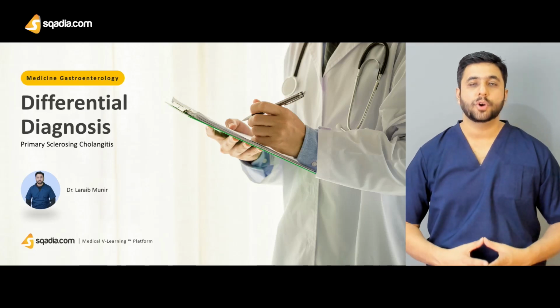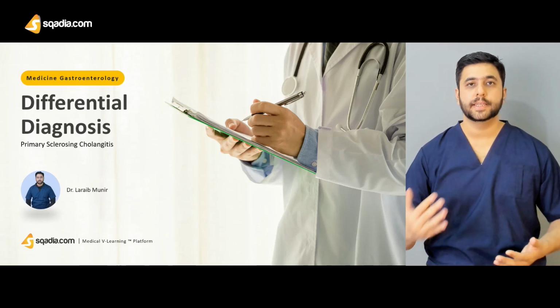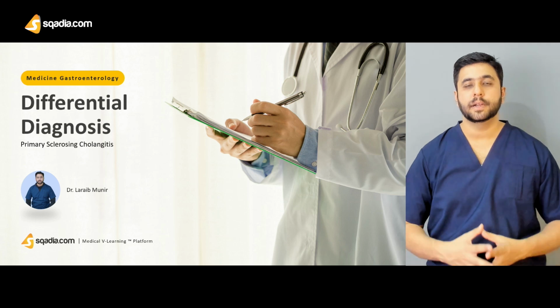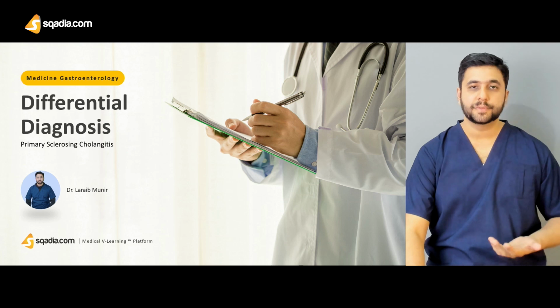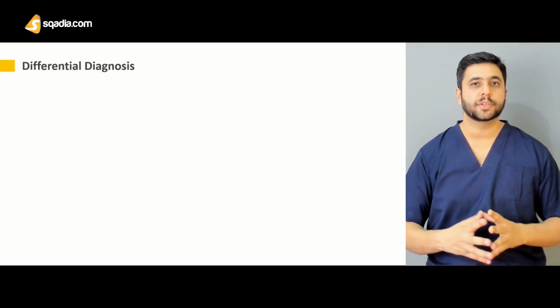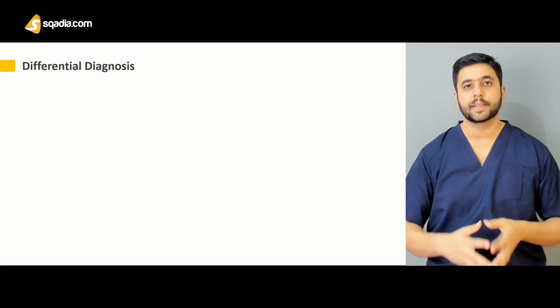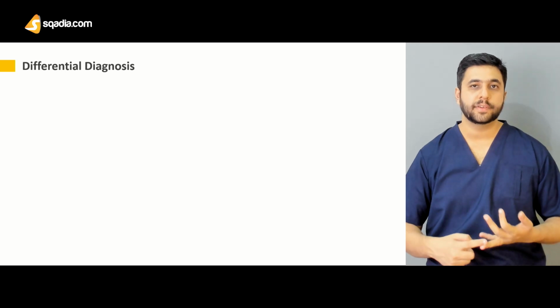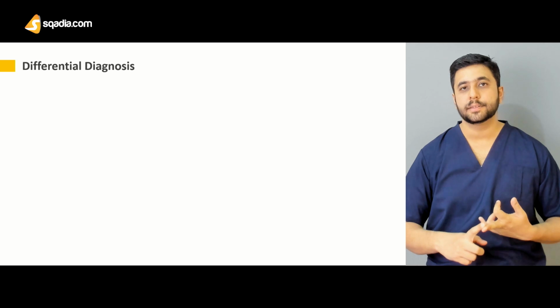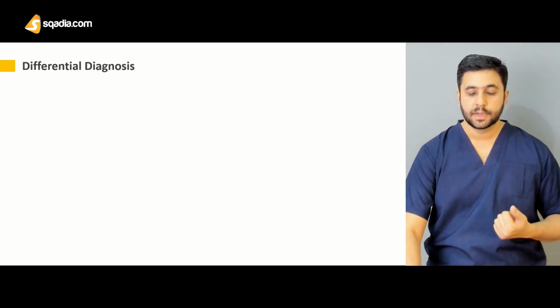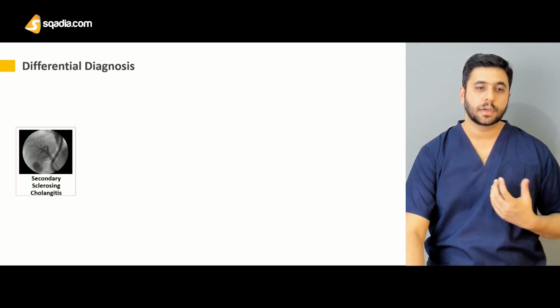Let's talk about a few commonly related disorders that can come under the same umbrella of the differential diagnosis of primary sclerosing cholangitis. Most of these disorders have a similar presentation with a cholestatic pattern, that is, obstruction to the bile flow. There will be jaundice on examination. The labs will be abnormal for the cholestatic bile flow.